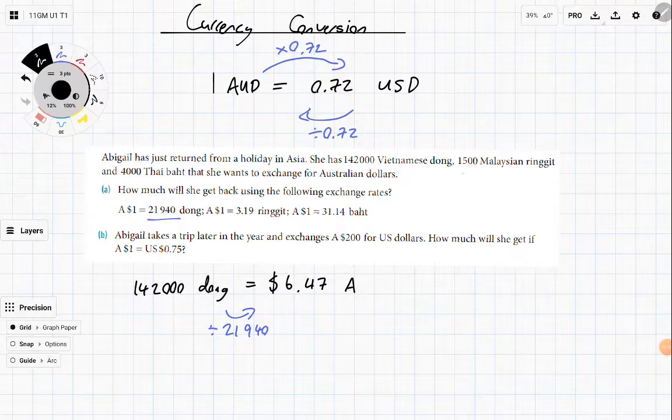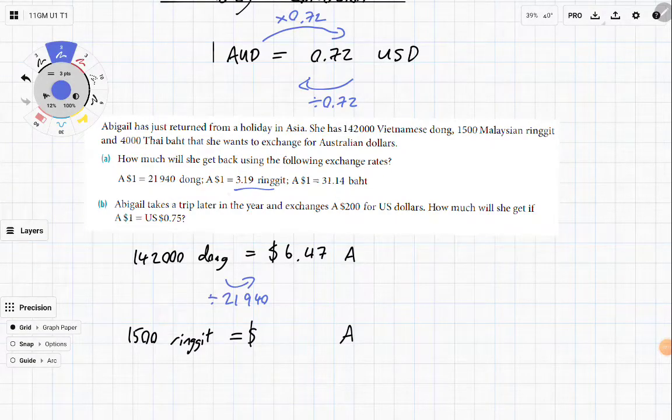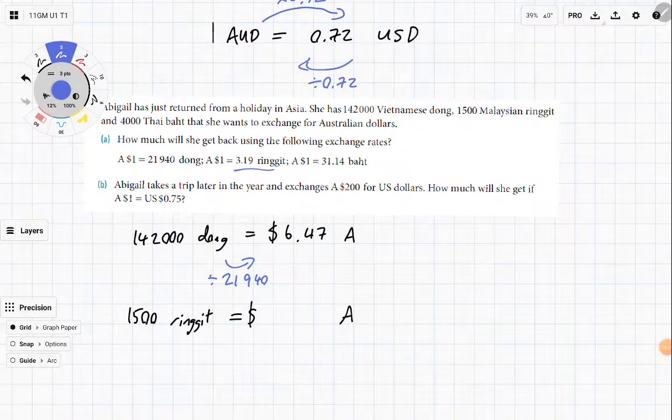The next one is Malayan money, so 1,500 Malayan ringgit, and the conversion is the next one along. So 1,500 ringgit, and we want this in Australian dollars. The conversion rate we're going to be using is this one, and we're going the wrong way, which means we're dividing. So once again, divide, but this time by 3.19. So 1,500 divided by 3.19 gives us $470.22 after rounding in Australian dollars.